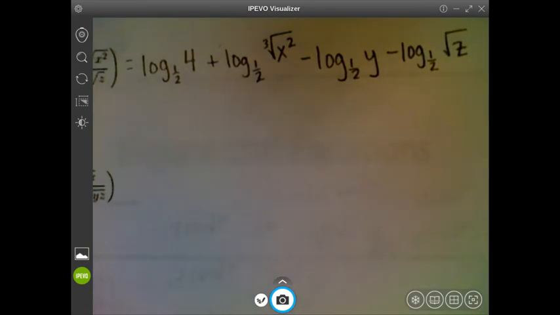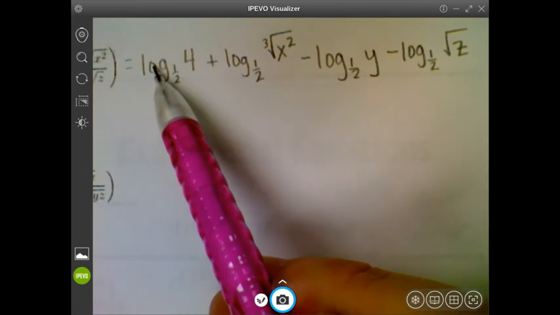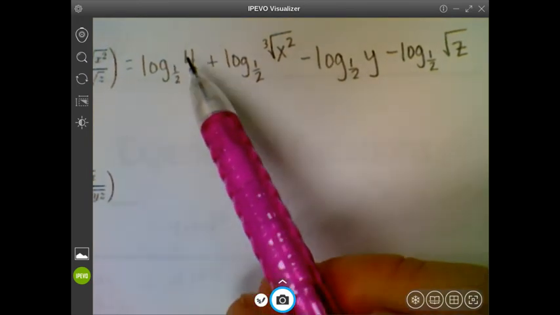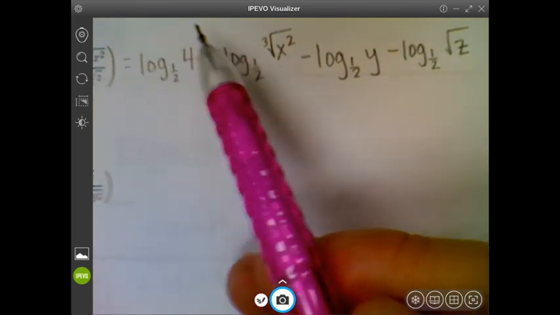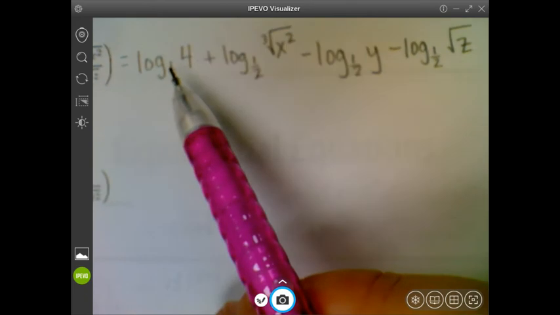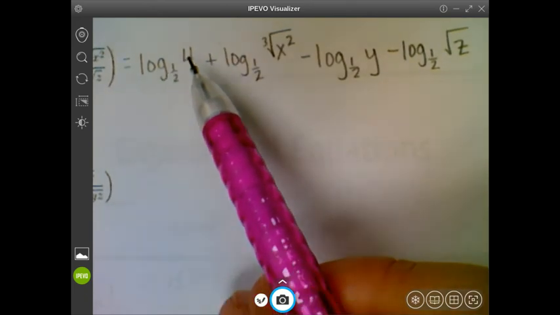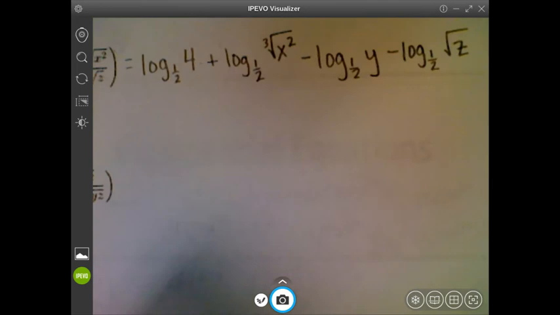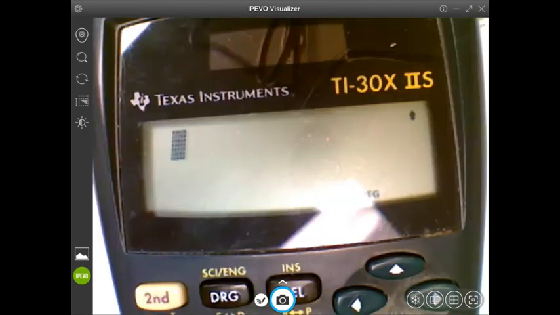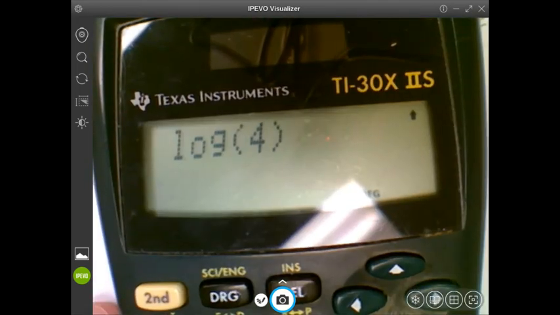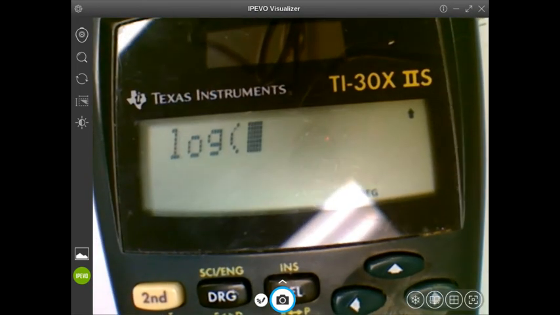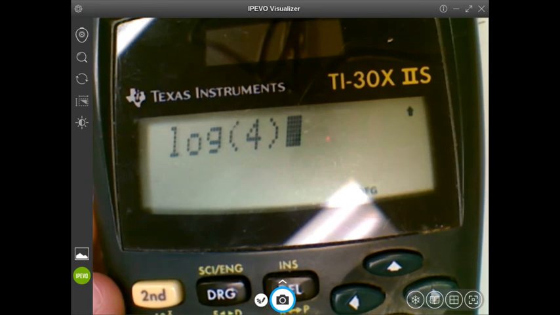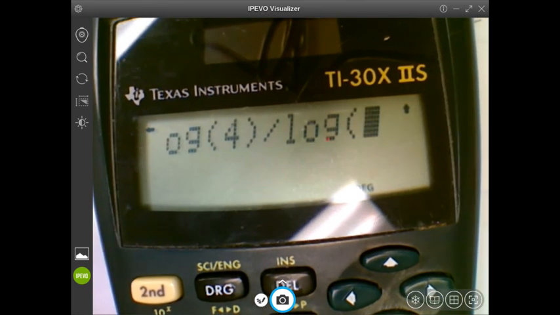All right. Now you should simplify anything that can simplify. So here, because we have log base a half of 4, this is actually just a single number, and it's 1/2 to what power gives you 4. And you might not know that off the top of your head, or maybe you do. If you don't, though, you can always use your handy dandy calculator, right? Log of 4, close parentheses, divided by log of a half.